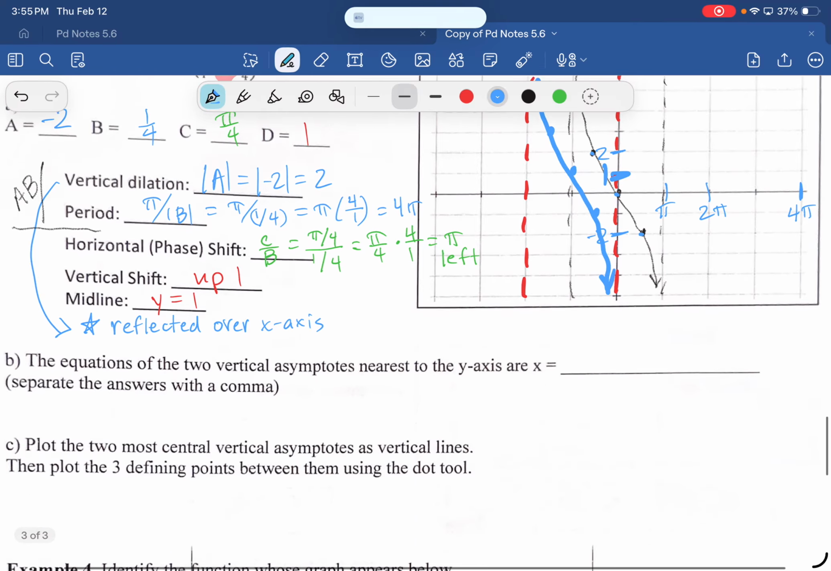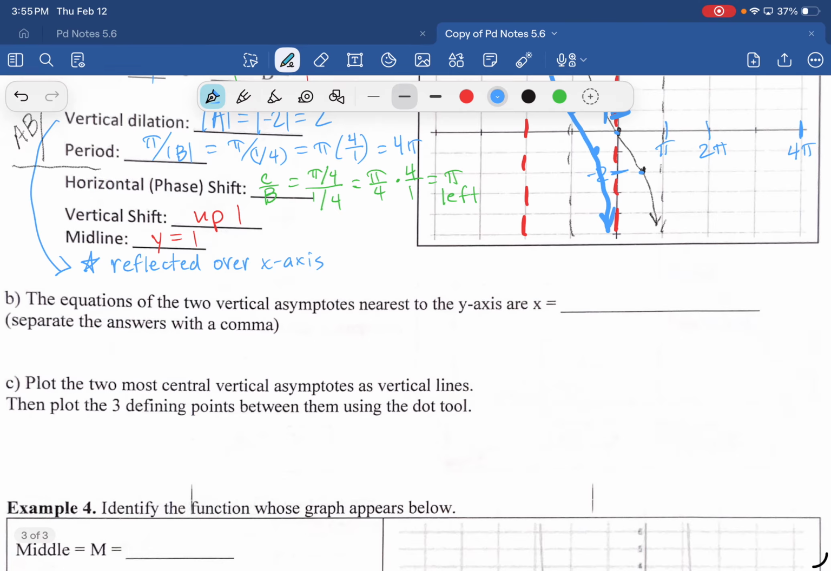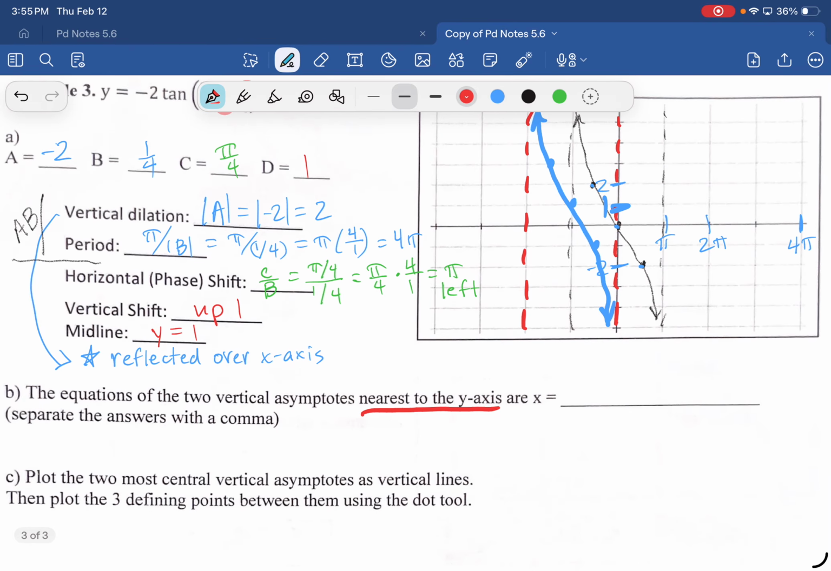For part C, plotting the two most central vertical asymptotes using as vertical lines means they're going to give you the tool that makes a vertical line. It's not going to be dotted because they are not giving you that tool, and that's okay. You put the vertical asymptote at the correct place on that scale, which needs to be at negative 3 pi and positive 1 pi, using that vertical line tool because that's what they told you and that's what they gave you. Then plot the 3 defining points between them using the dot tool.